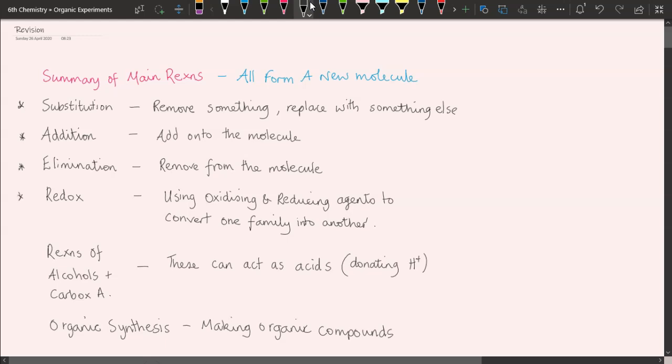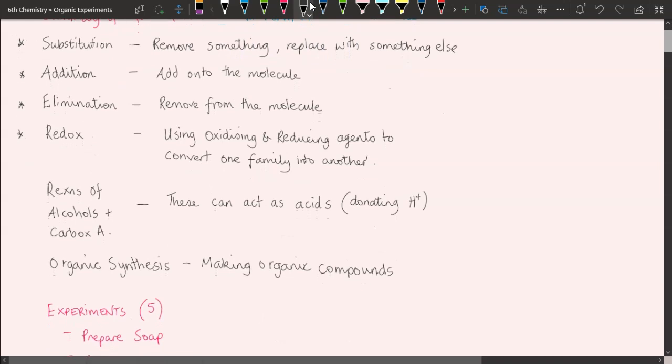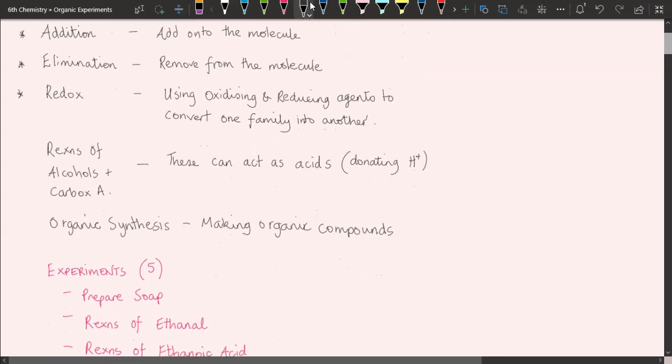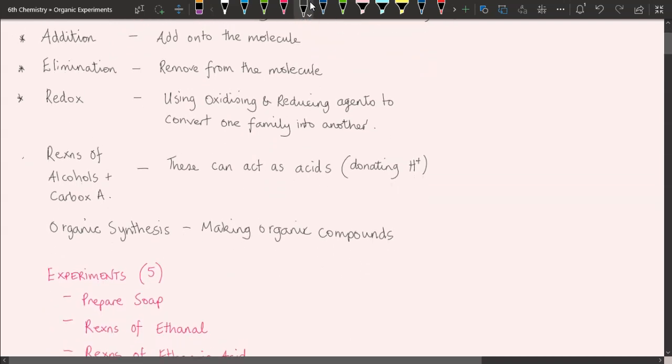You've got redox, oxidation and reduction, using oxidizing and reducing agents to convert one family into another. You then have the reactions of alcohols and carboxylic acids, and these can act as acids, in other words, they're a proton donor. And then finally you have organic synthesis.